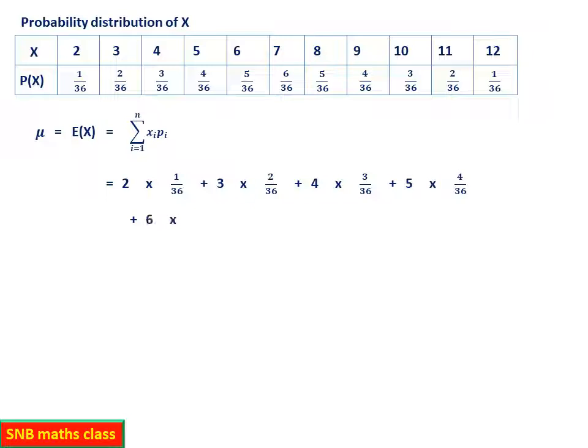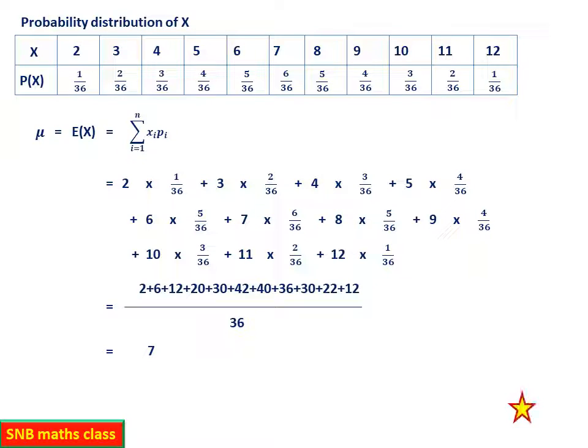So 5 into 4 by 36, then 6 into 5 by 36, 7 into 6 by 36, then 8 into 5 by 36, 9 into 4 by 36, then 10 into 3 by 36, then 11 into 2 by 36, plus 12 into 1 by 36. Now this you have to add.